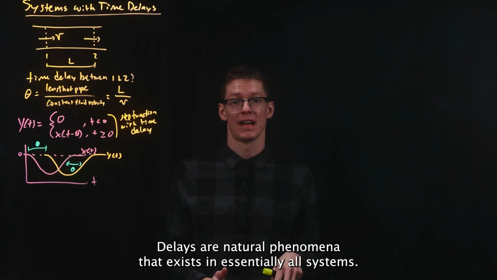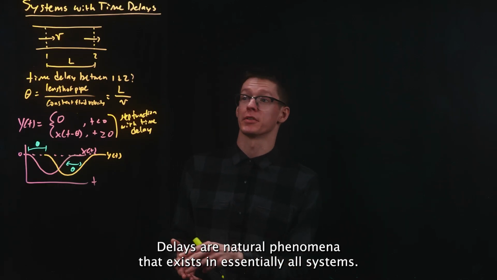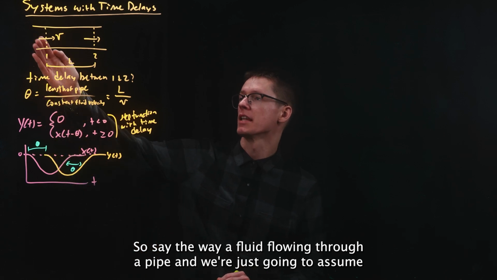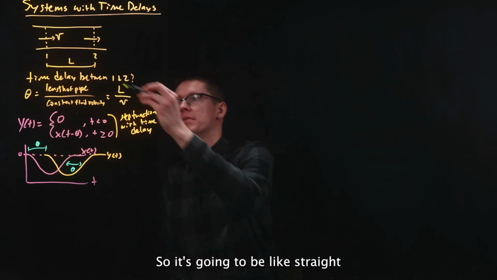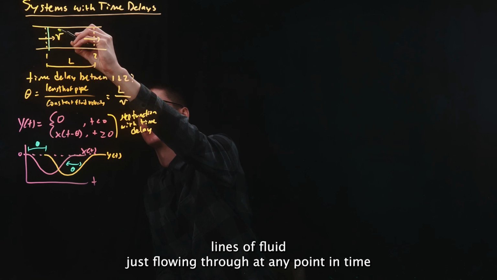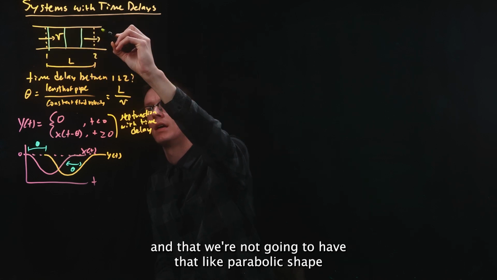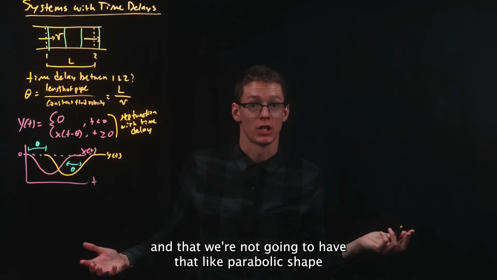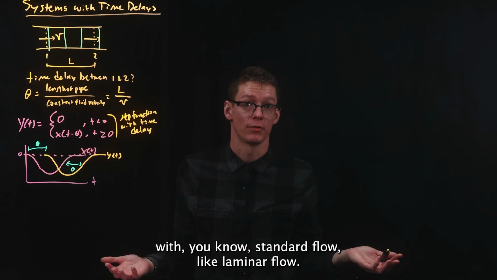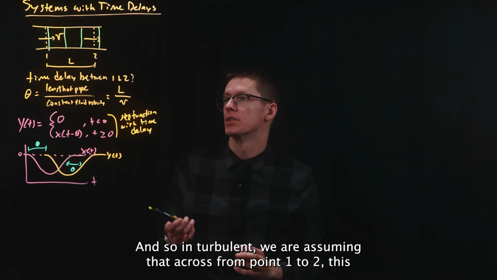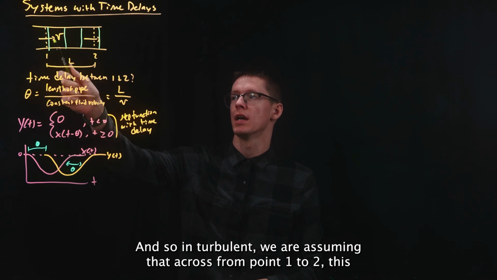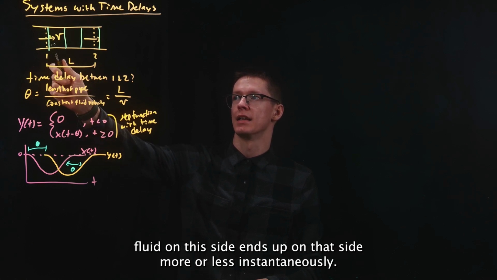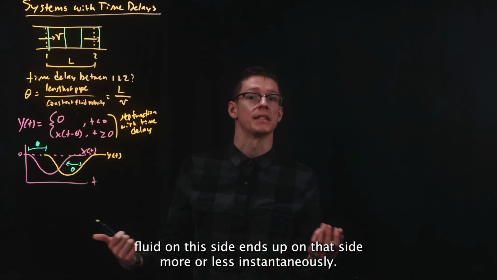Time delays are natural phenomena that exist in essentially all systems. So say that we have fluid flowing through a pipe, and we're just going to assume it's turbulent for now. So it's going to be like straight lines of fluid just flowing through at any point in time, and we're not going to have that parabolic shape with standard flow like laminar flow. And so in turbulent, we are assuming that across from point 1 to 2, this fluid on this side ends up on that side more or less instantaneously.